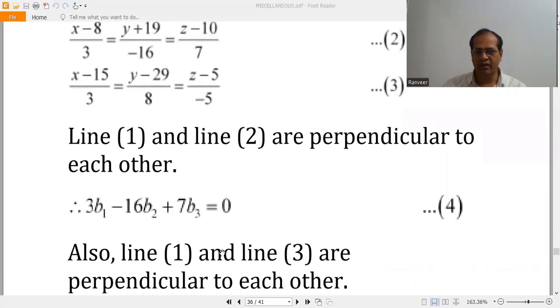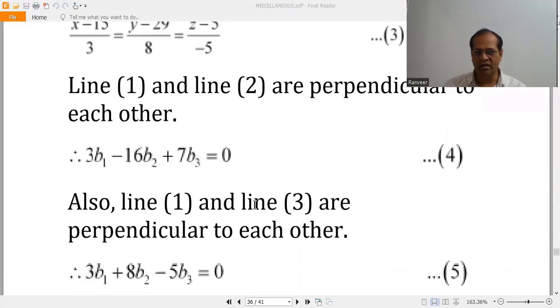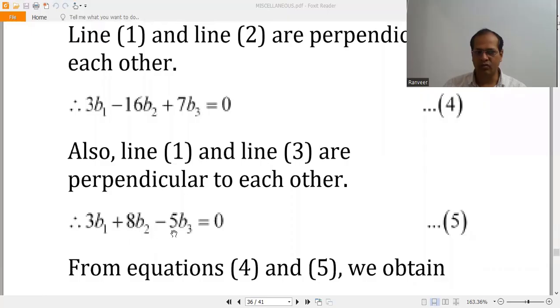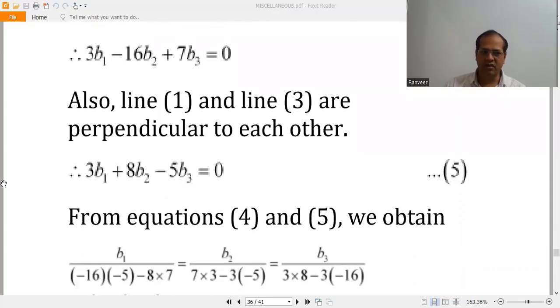Now, similarly, the first and third lines are perpendicular. This also we can write as 3b1 plus 8b2 minus 5b3 equal to 0. So we have to find out b1, b2, b3. We just have to solve equations 4 and 5. By solving, we can write b1 using cross multiplication: minus 16 into minus 5, after that minus 8 into 7. So this will give b1.